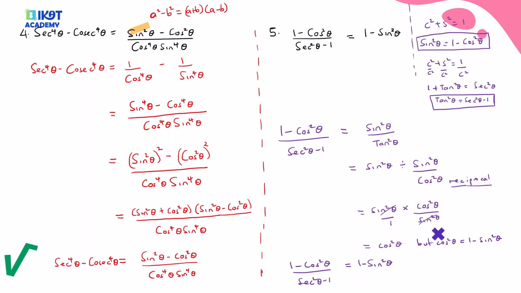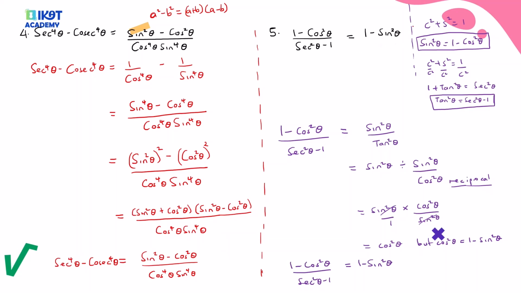But sine squared theta plus cos squared theta is 1. I substitute for this, then I have this. Then now for this example, we have 1 minus cos squared theta over sec squared theta minus 1. Prove that it's equal to this. So as you can see, I'm always starting from what is on the left hand side, but at the end I come up with what is on the right hand side. So that's what we do in proofs.